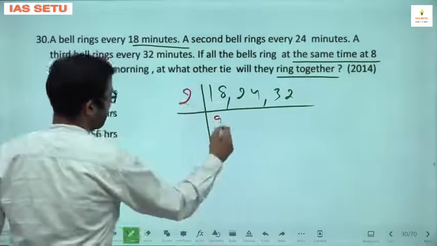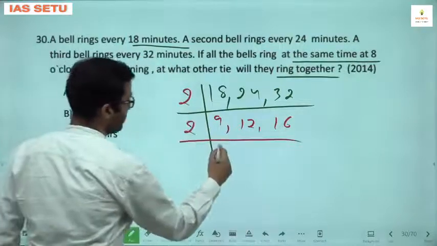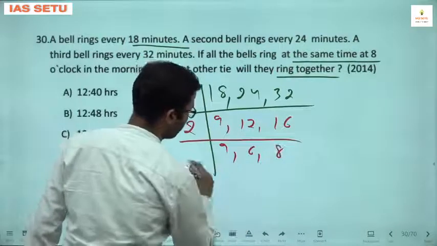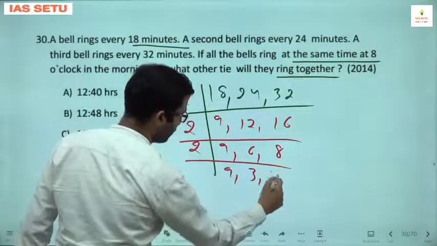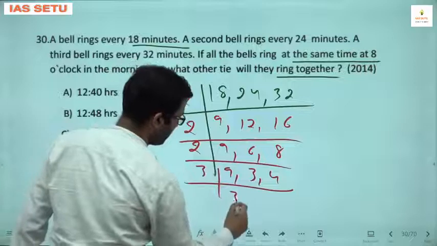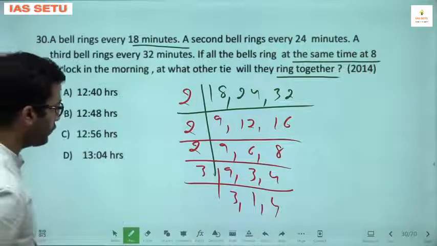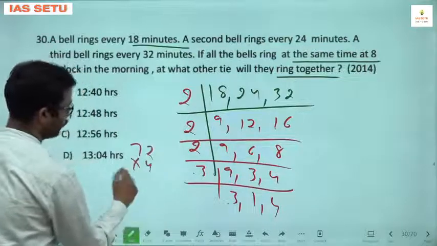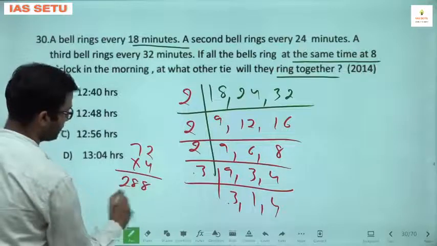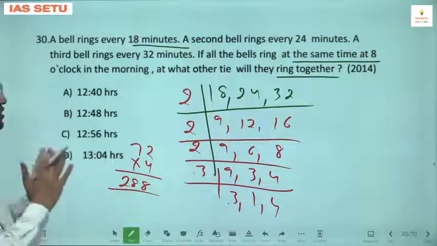Take 2 common: 9, 12, 16. Take 2 common: 9, 6, 8. Again take 2 common: 9, 3, 4. Take 3 common: 3, 1, 4. So 4, 8, 24, then 72 into 4 is 288. So every 288 minutes, these 3 bells will ring together.